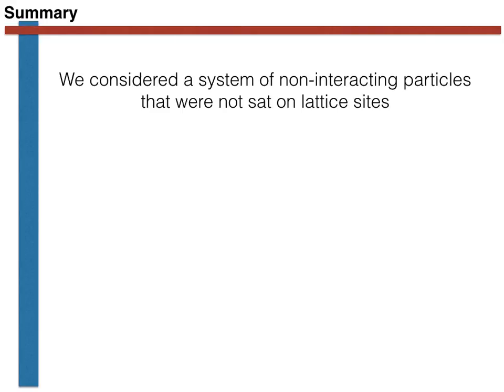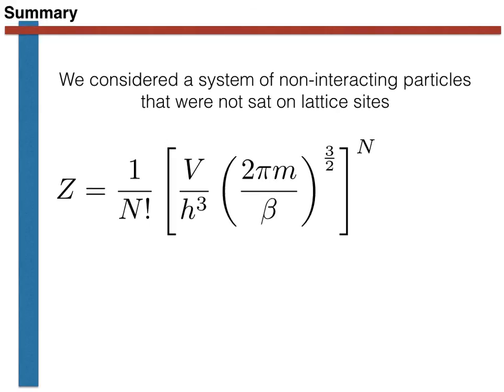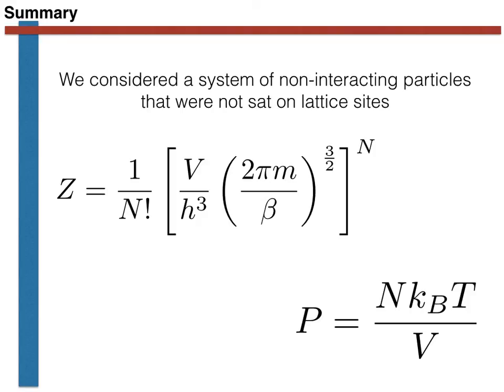So to summarize, we have in this video considered a system of non-interacting particles that are not sat on lattice sites, and have shown that the partition function for such a system is given by the expression shown here. We then showed, by taking the appropriate partial derivatives of the logarithm of the partition function, that the equation of state for this particular model system was the equation of state for the ideal gas that we encountered in classical thermodynamics, and that was first determined by experiments that were performed in the 17th century.